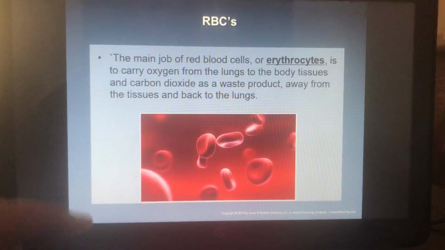Red blood cells, also known as erythrocytes. Its sole purpose is to carry oxygen from the lungs to all the cells and tissues, and then take the waste product, CO2, back to the lungs. And it's like we talked about in respiratory emergencies over and over again.